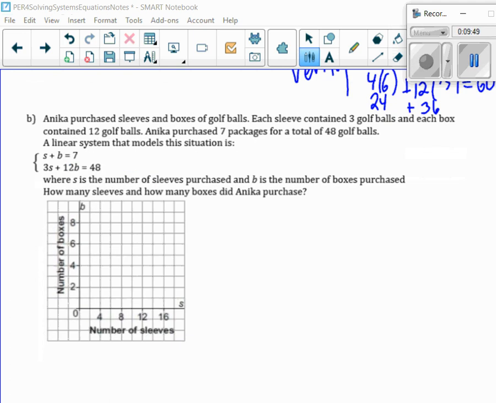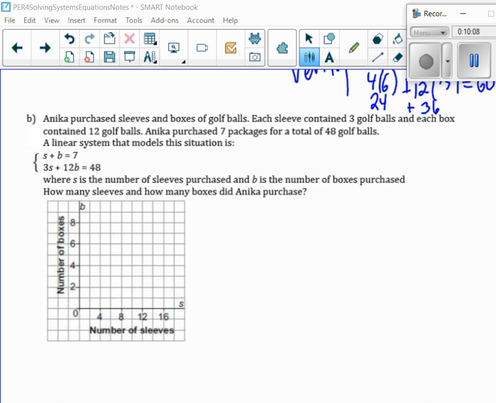Okay, Annika purchased sleeves and boxes of golf balls. Each sleeve contained 3 golf balls. Each box contains 12. She purchased 7 packages, total of 48 golf balls.